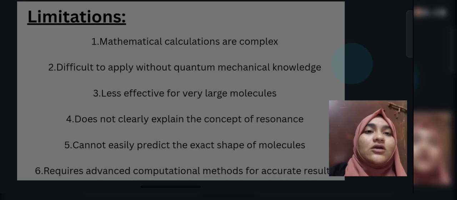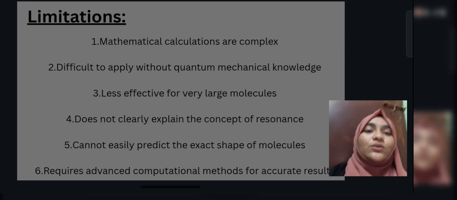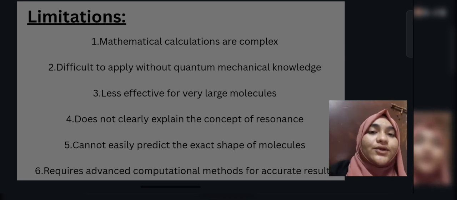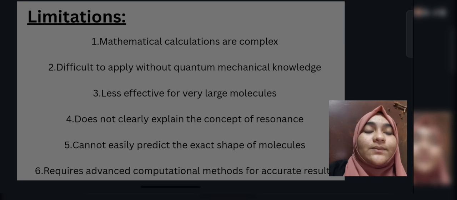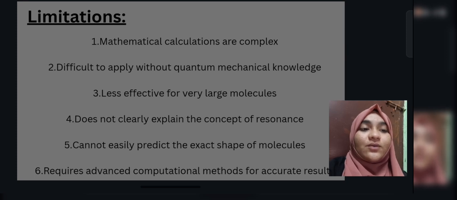And then the limitations. Limitations means where the molecular orbital theory falls short. Mathematical calculations are complex. Limitations: difficult to apply without quantum mechanical knowledge, less effective for very large molecules, does not clearly explain the concept of resonance, cannot easily predict the exact shape of molecules, requires advanced computational methods for accurate results.